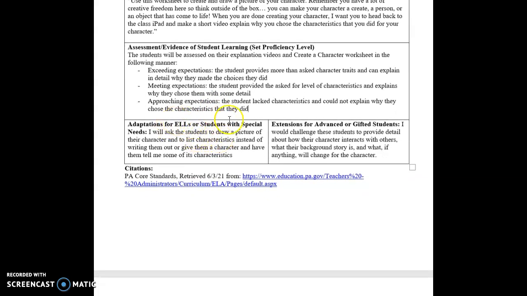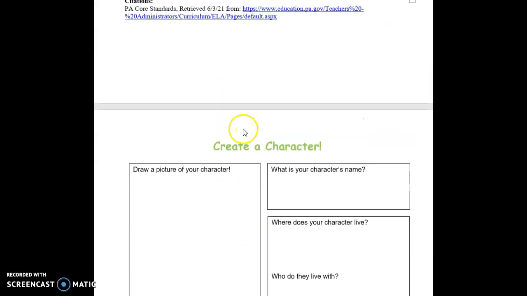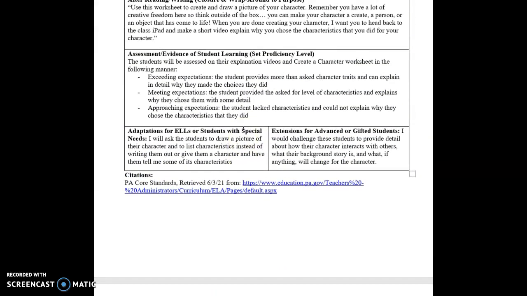And for adaptation for ELL students or students with special needs, depending on the student, it would be a little bit different, but two ways I thought of was I would ask the students to draw a picture of their character and then make a list of characteristics, such as they could just write out small, purple, fluffy, kind, excitable, likes chocolate. Something more simple like that than what I will show down here, just so they have to list more words.